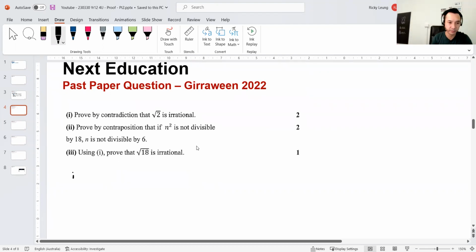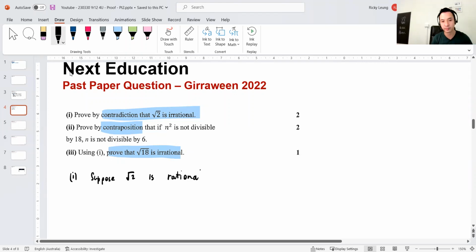So let's do this, right? For part 1, prove by contradiction that this guy's irrational. And then the next one, prove by contraposition, then prove this guy using part 1. All right. So suppose that root 2 is rational. So we do the same sort of assumptions as we did before.